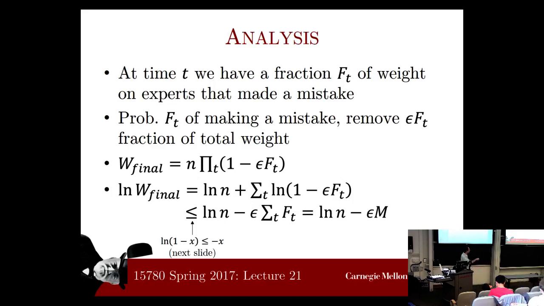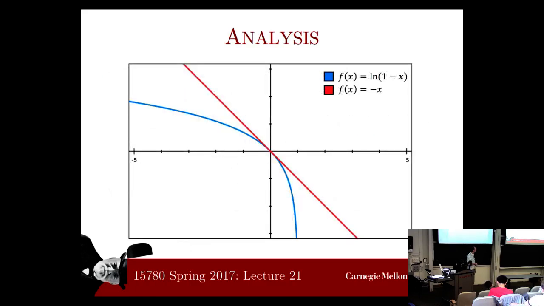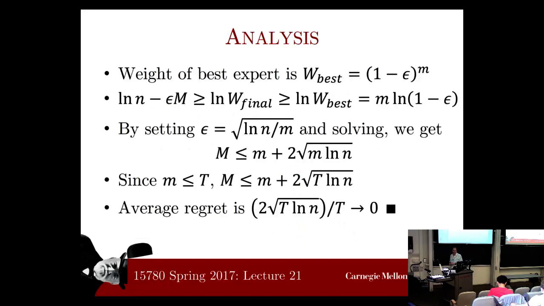So I just convinced you that ln of 1 minus x is at most minus x. This is the proof. Okay. So what did we get? Oh, so one more point. What is the weight of the best expert? Okay, so this W best, the weight of the best expert. Remember that expert started from a weight of 1. Every time that it makes a mistake, we multiply its weight by 1 minus epsilon. We remove an epsilon fraction of the weight. So after making small m mistakes, its weight is going to be 1 minus epsilon to the power of m, which is kind of what we had before. Before it was 1/2 to the power of m. Now we just say we remove an epsilon fraction with epsilon to be determined on the next point.